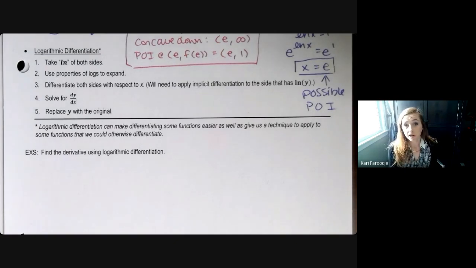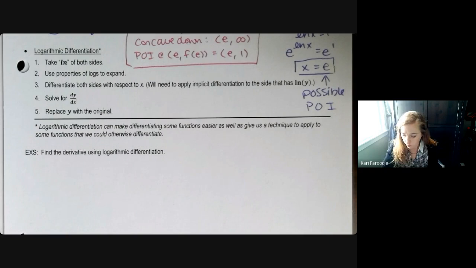We're going to take the natural log of both sides. And if you're wondering, like, both sides, well, we're going to have a y equals. So we're going to take the natural log of both sides and use properties of logs to expand our expression. Then we'll take derivatives of both sides. So that means we'll need to do an implicit derivative on the left. We'll solve for dy/dx and replace y with the original. So again, logarithmic differentiation can make differentiating some functions easier, as well as give us a technique to apply to some functions we couldn't otherwise differentiate.